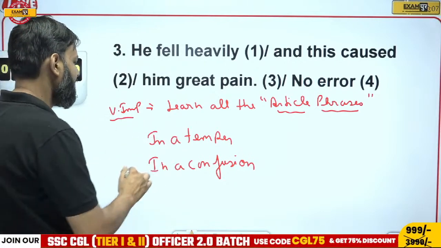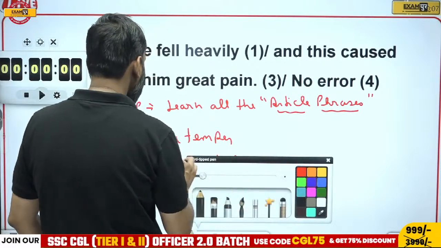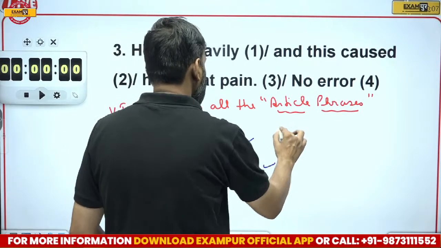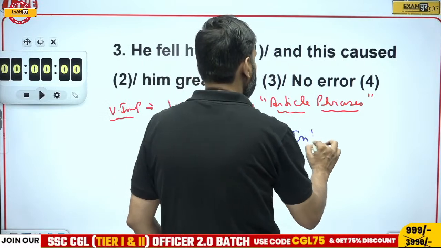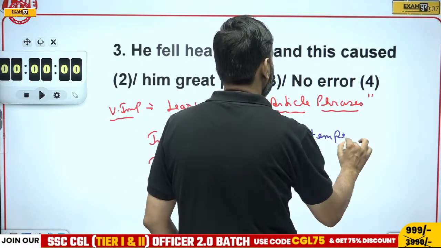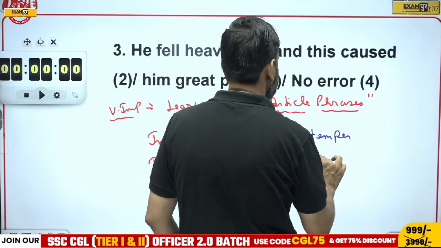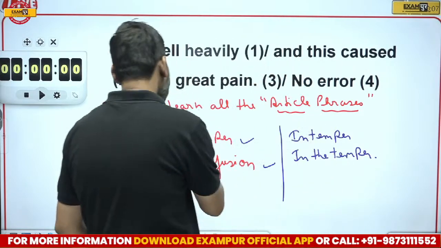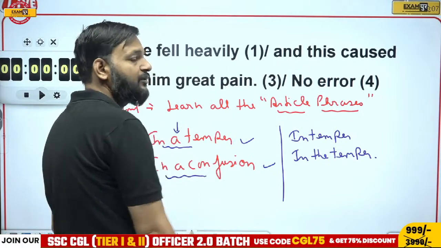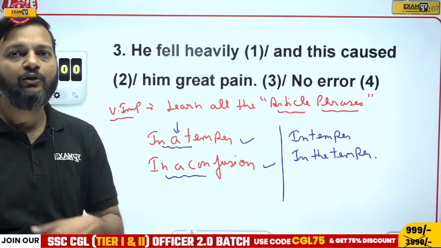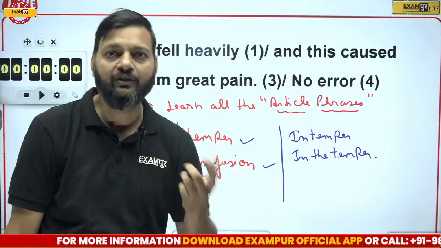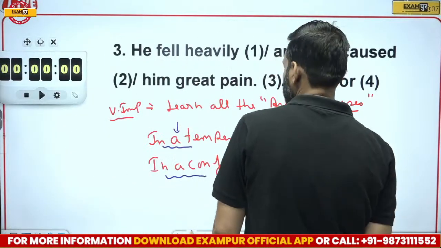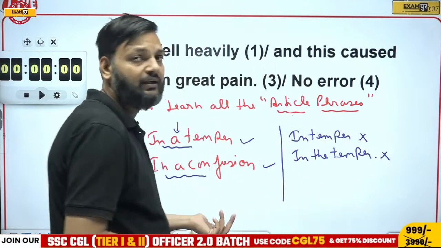So if the phrase is in a temper, and in a confusion, you cannot write in temper or in the temper, right? Because the phrase is in a temper, and if this is a phrase, you cannot modify it, you cannot remove a, or use the in place of a. So in temper or in the temper is wrong. The same is the case with in a confusion.